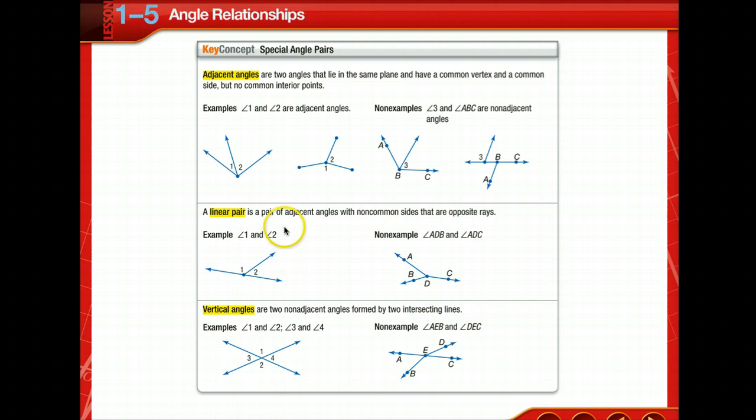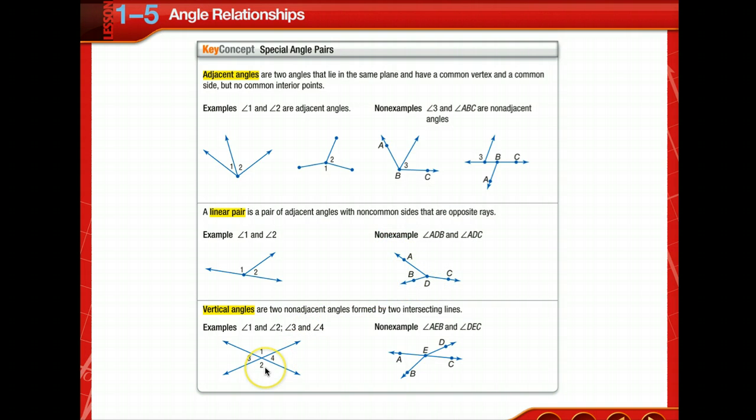Then there's the linear pair. And a linear pair, well, we're going to learn that later in the lesson, but a linear pair forms 180 degrees. And this one's not, the way this is formed, it's not 180 degrees, not a straight line.